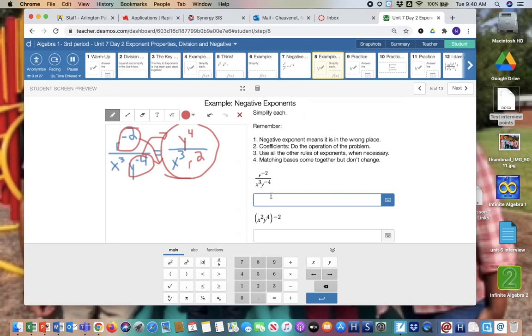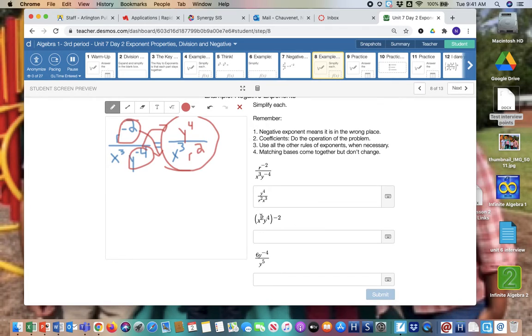All right, so here you go. Y to the fourth divided by r squared x to the third. All right, awesome. Now let's do this one. So this involves a couple of different things at once.